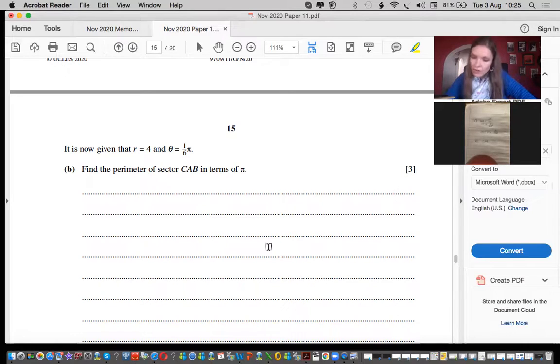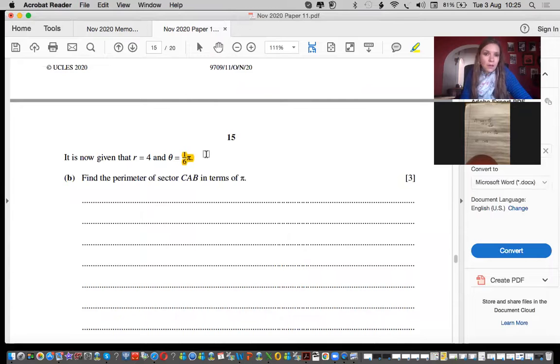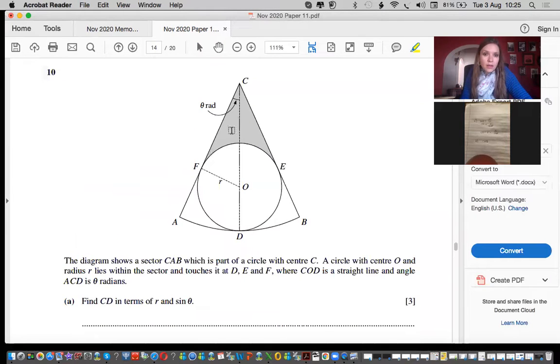They give you R in this case, and they give you theta. Do you notice that theta has a pi, which means if you do work on your calculator, you need to be in radians. Find the perimeter of sector CAB, in terms of pi. Look at where CAB is.